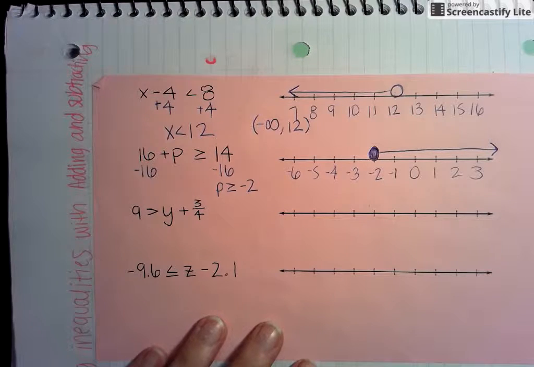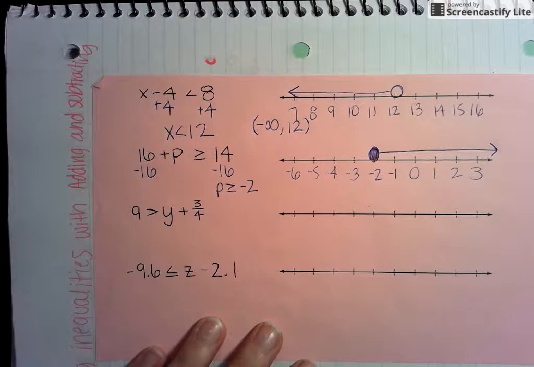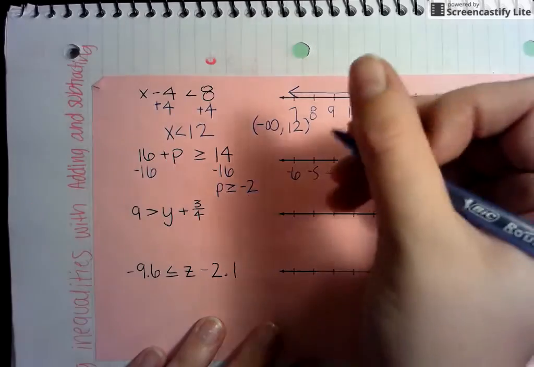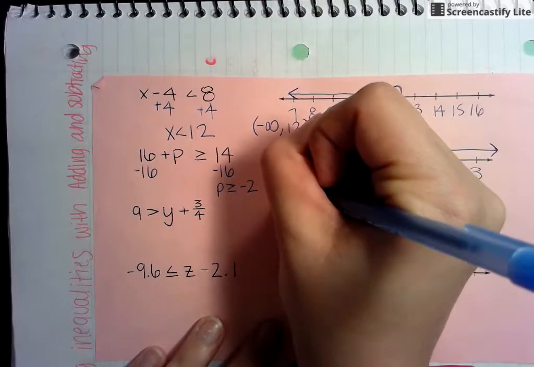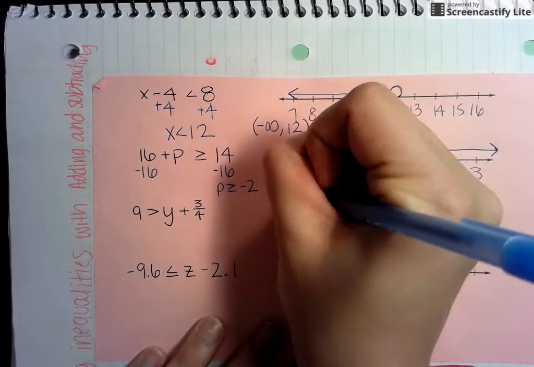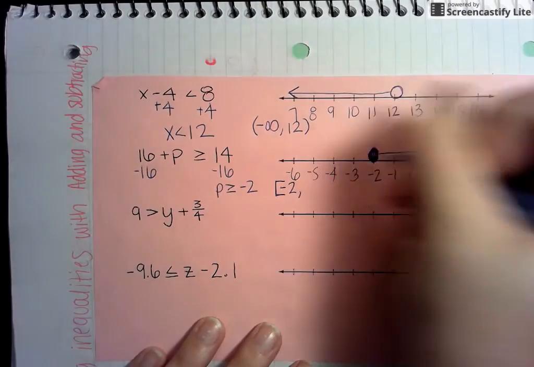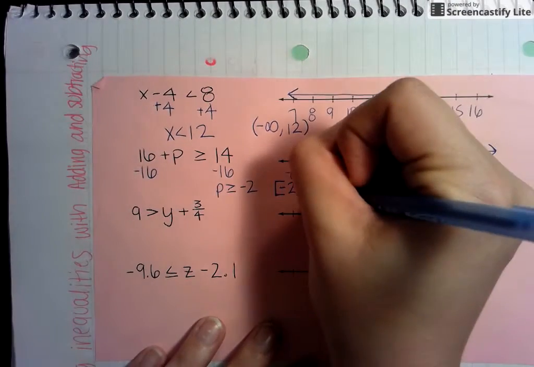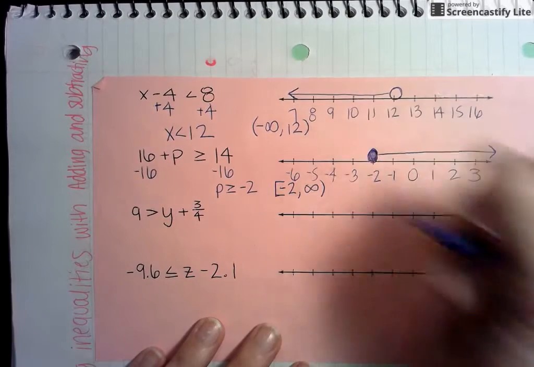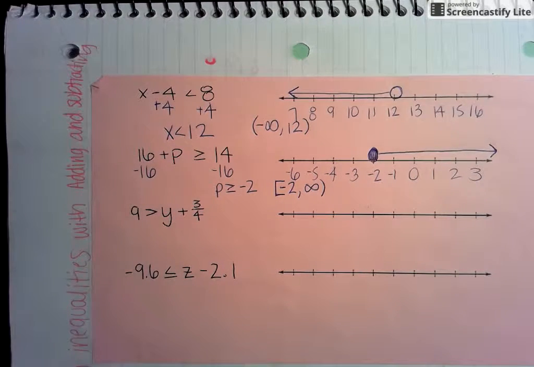Now we want to write our interval notation, and that would mean that we are reading left to right. In this case, we have a negative 2, and it's closed, so we want a bracket on negative 2, comma, and we're going towards all the positive numbers, so we want positive infinity and then a parenthesis for our interval notation.